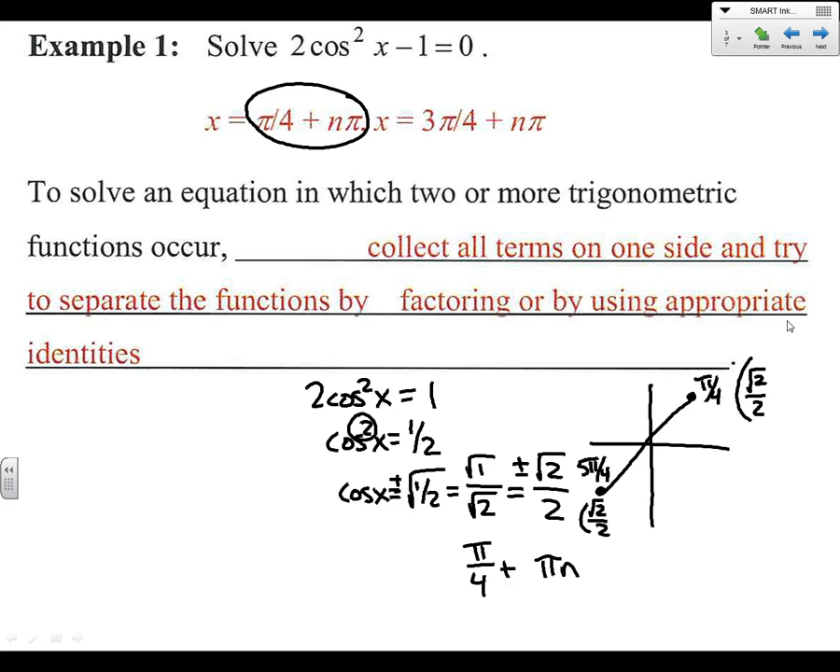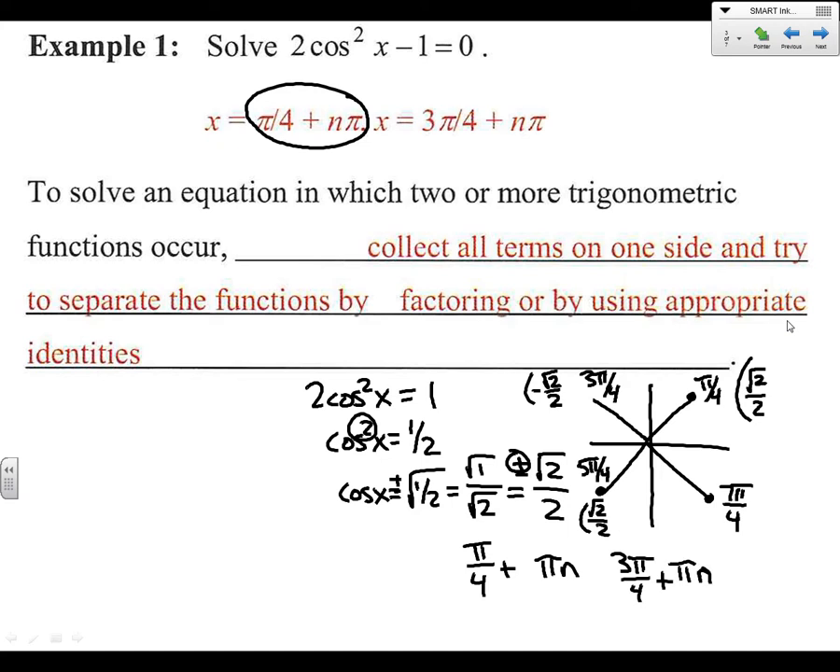All right, that's for the positive answer. Let's take a look at where we find negative root 2 over 2 in the x value. And we find that at 3 pi over 4, as well as down here at 7 pi over 4. So now we have our second answer, 3 pi over 4 plus pi n.